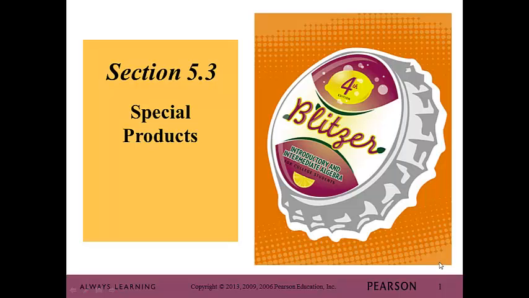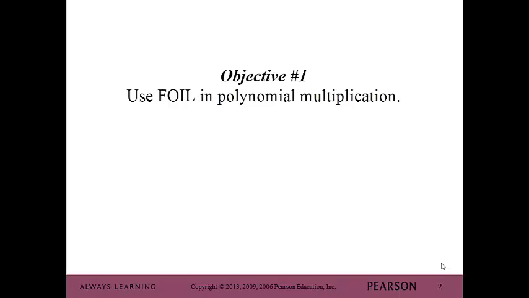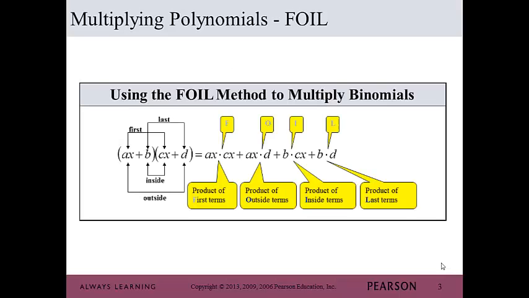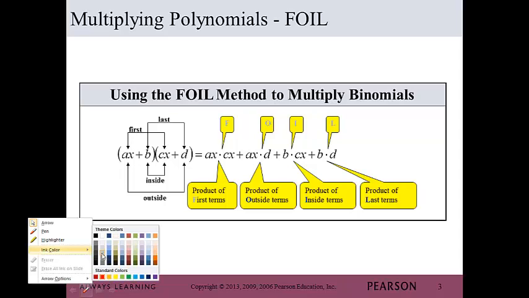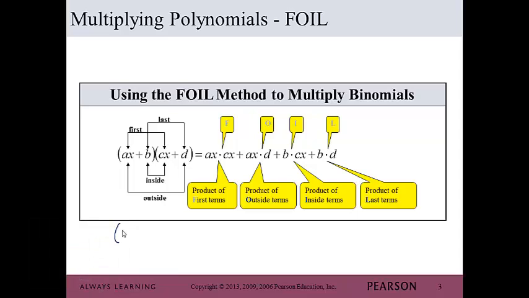Okay, so now we're in chapter 5.3 and we're going to be looking at the special products. Our first objective is to use FOIL in polynomial multiplication. FOIL stands for first, outer, inner, and then last. Whenever you use the method of FOIL, you'll have a binomial multiplying by another binomial. So that means two terms in the first polynomial multiplying by two terms in the second polynomial.